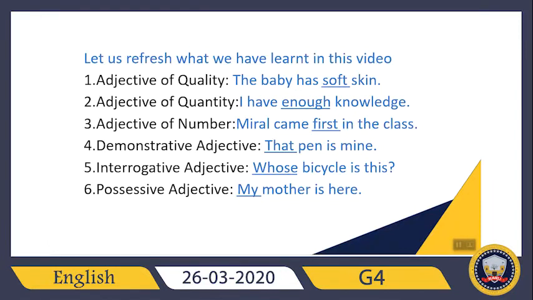So the last one we're going to be talking about is possessive adjective. When you're talking about possessive adjective, you're trying to claim something. So let's take an example. My mother is here. So we're letting us know that your mother is here. So you're trying to possess the word mother.